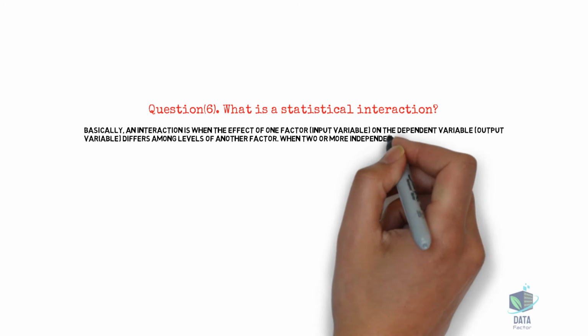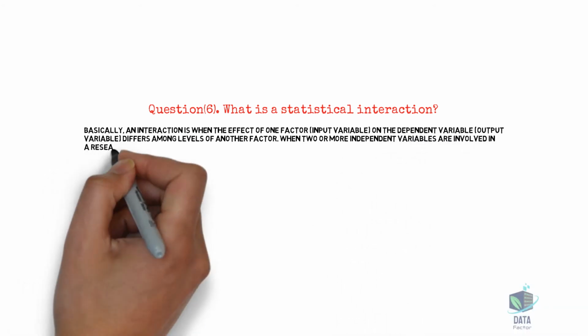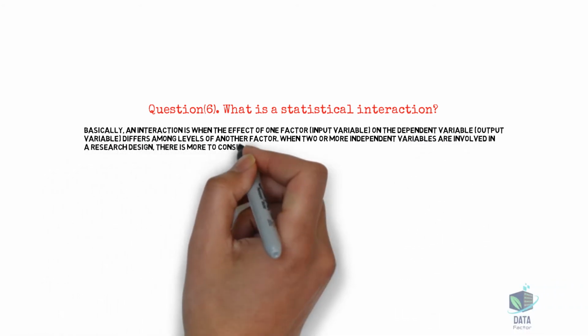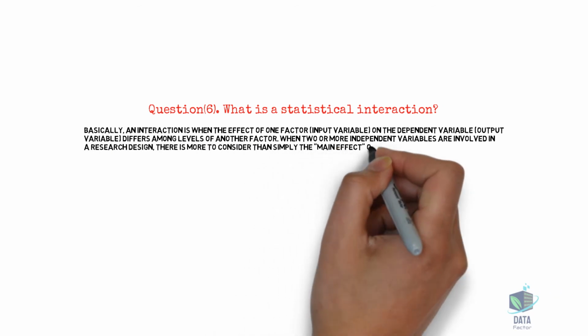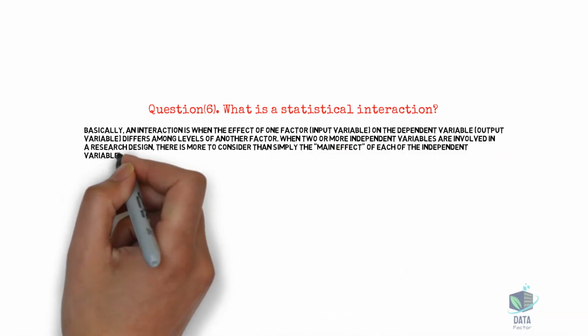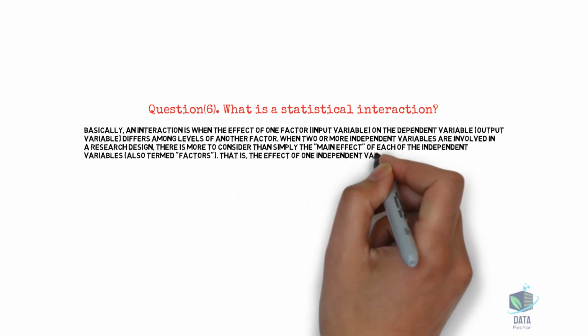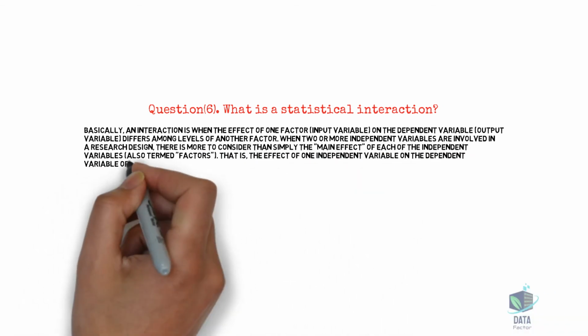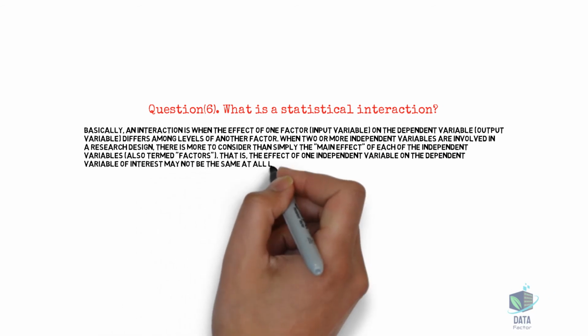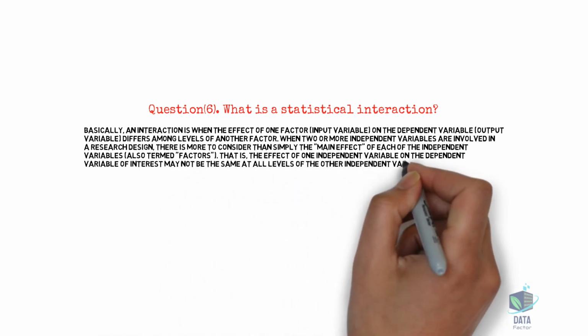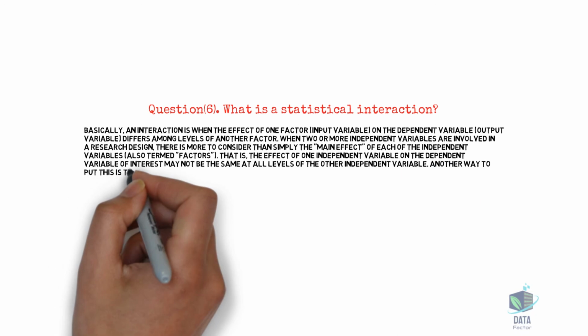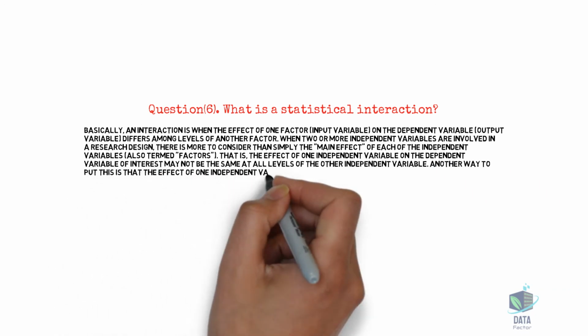When two or more independent variables are involved in a research design, there is more to consider than simply the main effect of each of the independent variables, also termed factors. That is, the effect of one independent variable on the dependent variable of interest may not be the same at all levels of the other independent variable. Another way to put this is that the effect of one independent variable may depend on the level of the other independent variable.